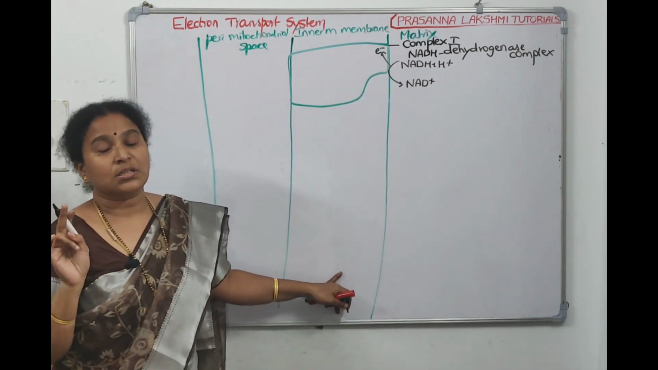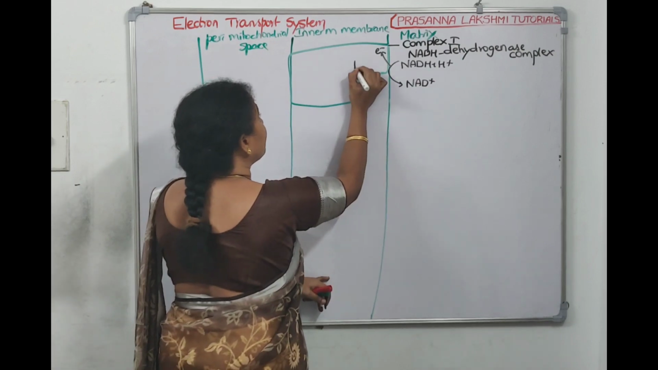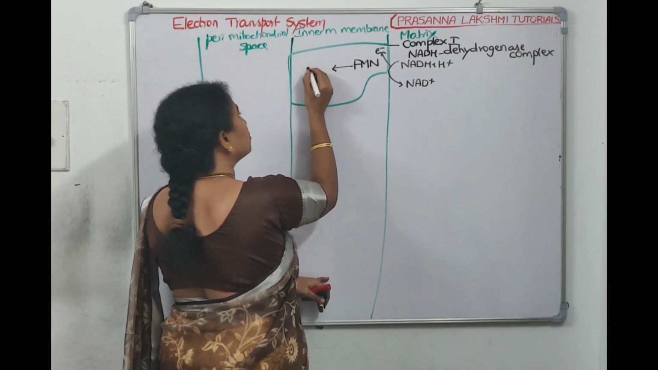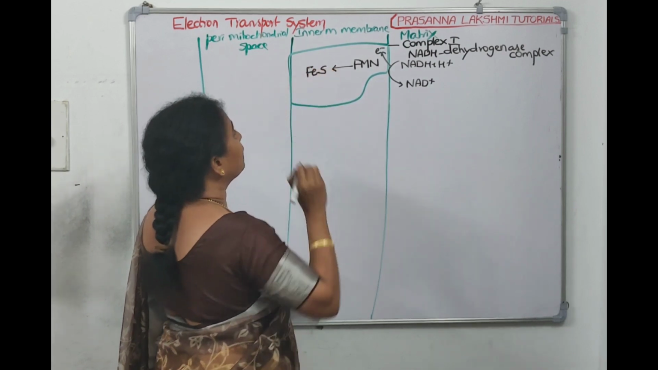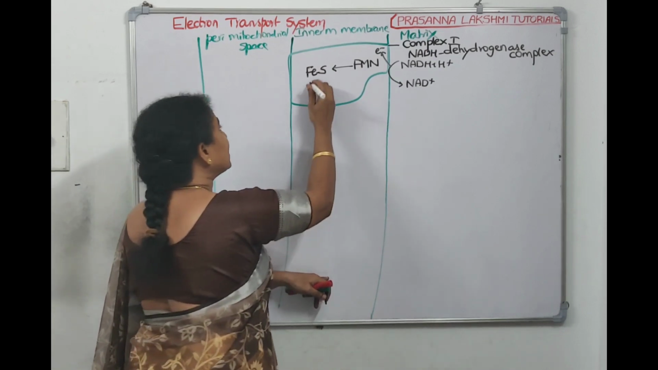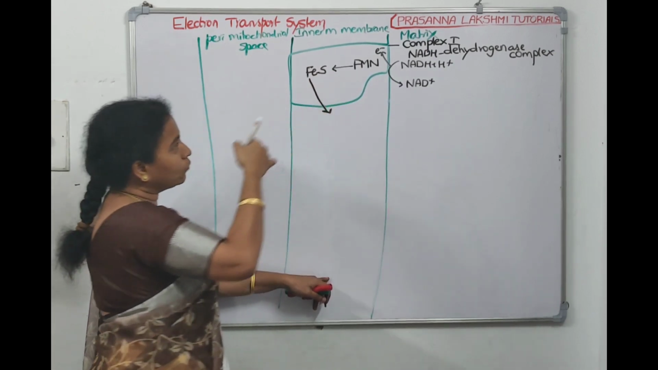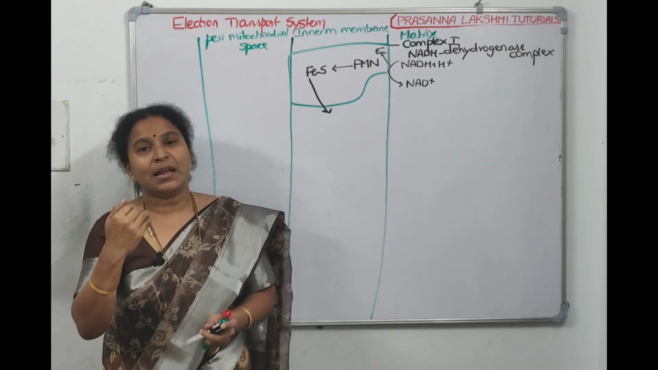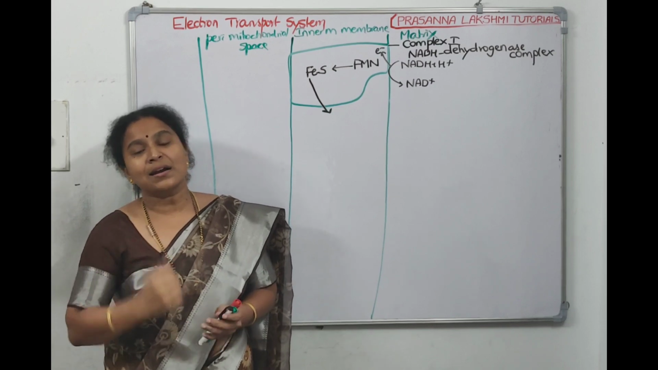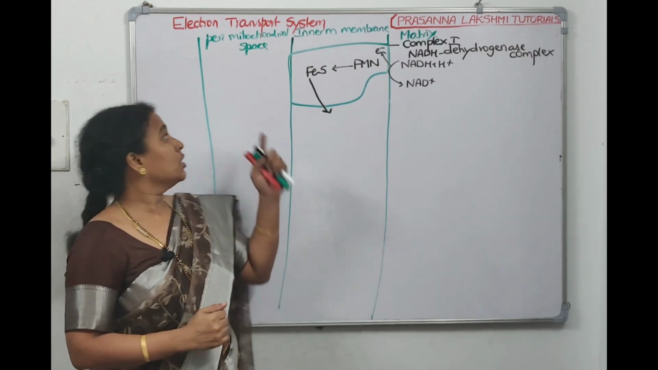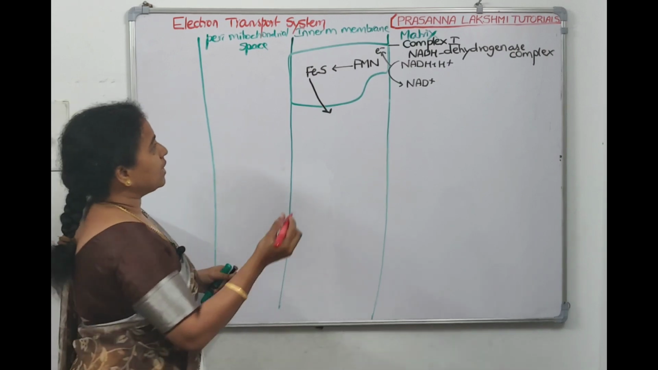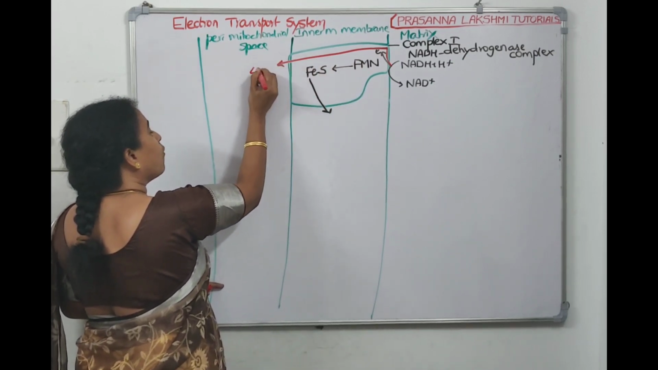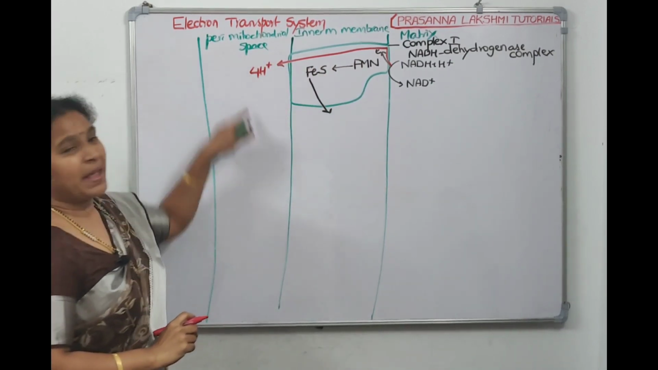Who will take the electrons? The electrons are taken by FMN. FMN will pass on the electrons to FeS, iron sulfur protein. From the iron sulfur protein, the electrons will come out of complex 1. When the electrons are transported through the electron carriers, protons are released into the space. From complex 1, 4 protons are accumulated in the space.